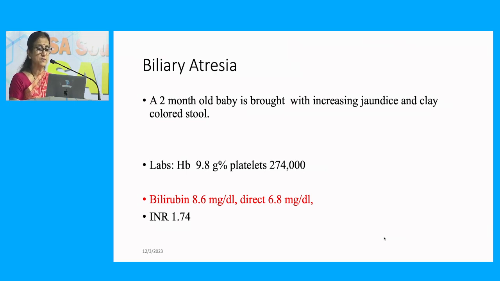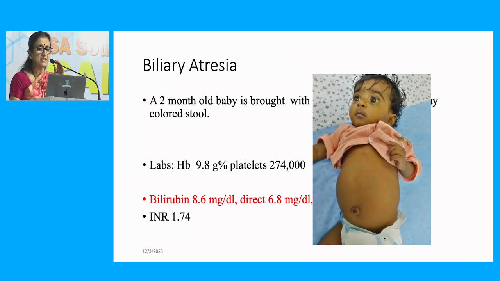His hemoglobin is about 9.8, platelets are 2.74. The bilirubin is a total of 8.6, conjugated is 6.8, and the INR is 1.74. So what amongst this actually worries you so much? Hemoglobin, bilirubin, or the INR? Right? So this is typically a picture.